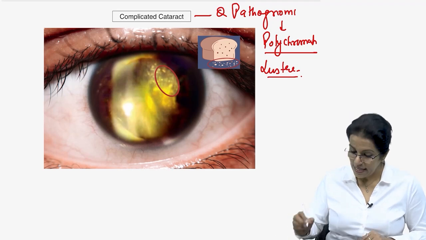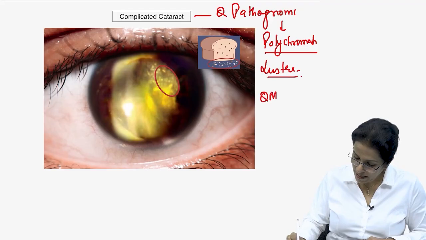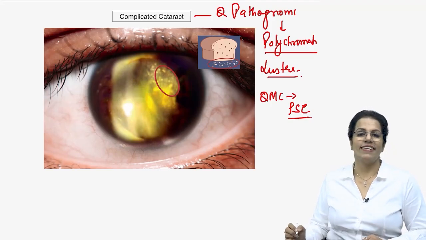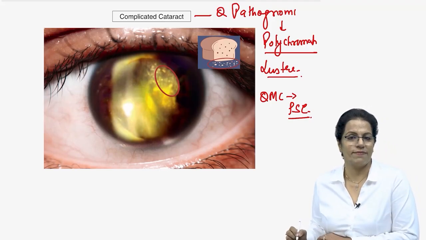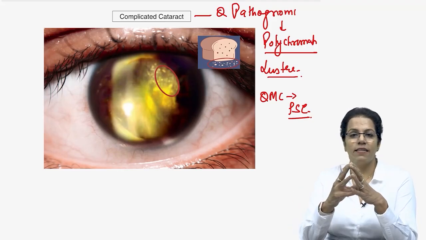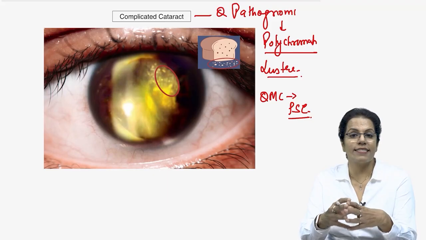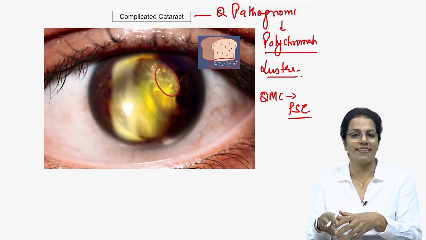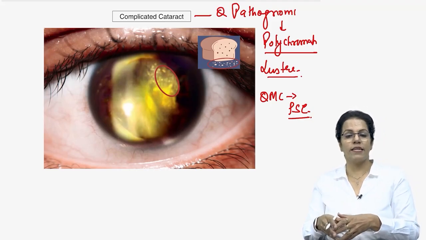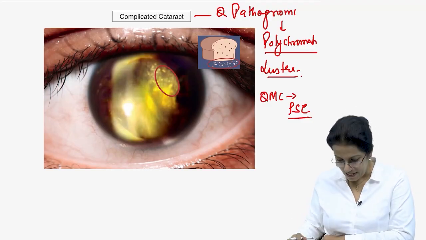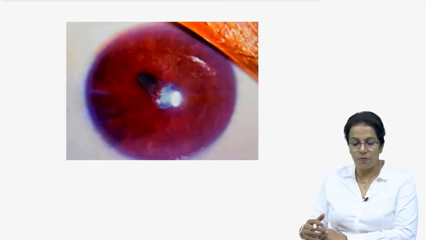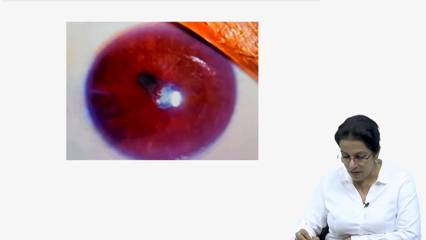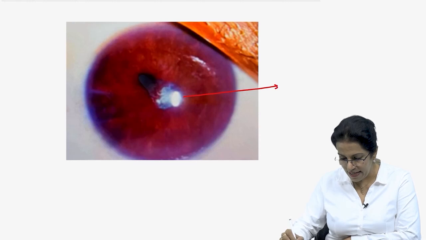Number one question. The second question is, what is the most common type of complicated cataract? We answer, posterior subcapsular. Do you understand why it is called complicated? Because this cataract occurs as a complication of any anterior segment disease or posterior segment disease. This is why we call it complicated cataract. It could be anterior segment. Most commonly, it is chronic anterior uveitis. We'll talk more in the uveitis chapter.